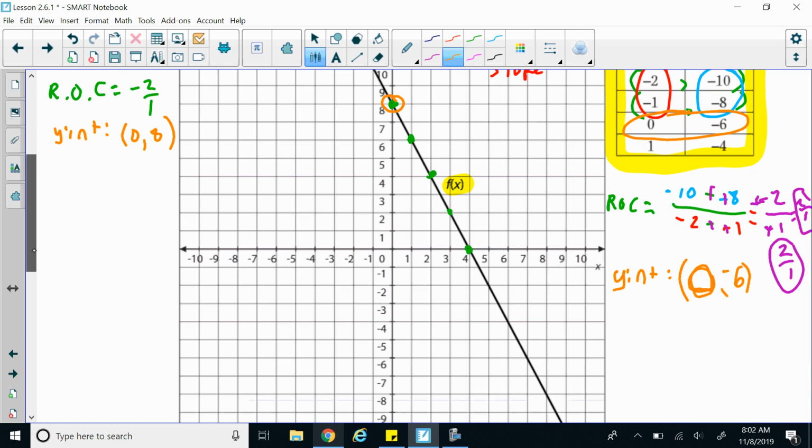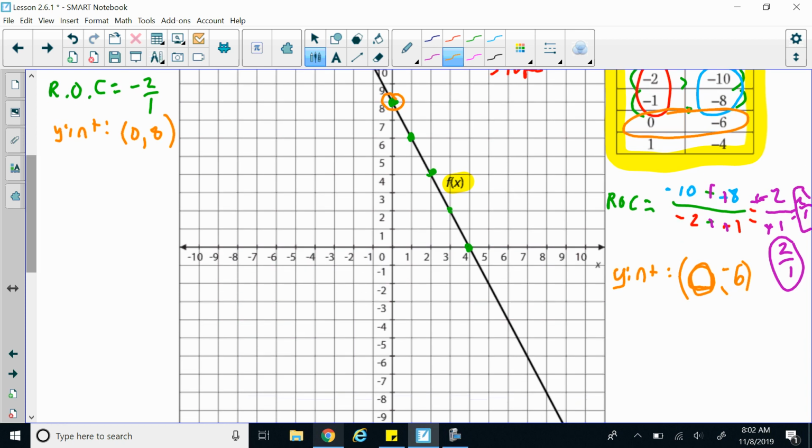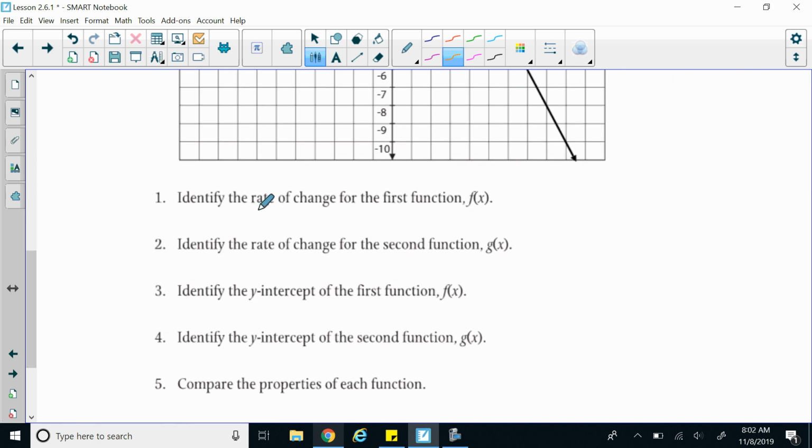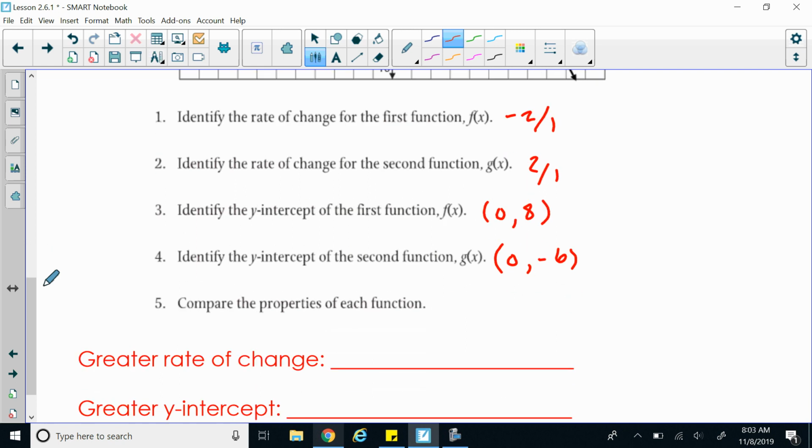We're now going to determine which has a greater rate of change. Identify the rate of change for the first function, f of x. That was -2 over 1. Identify the rate of change for the second function, +2 over 1. Identify the y-intercept. Well, we got that one. That was 0, 8. Identify the y-intercept of the second function. That was 0, -6. And then compare. So now what we're going to compare is which one has a greater rate of change. Now notice how I wrote that out, greater rate of change.